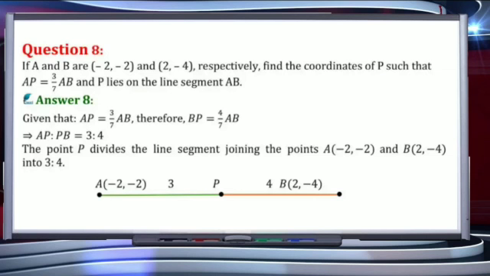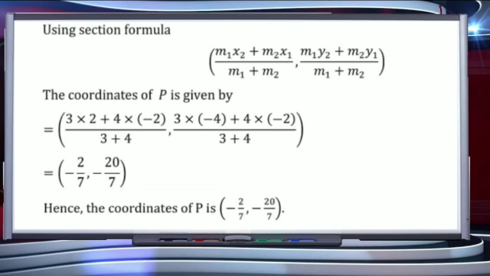So next we are going to find the coordinates of P by using the section formula. So they are just applying the section formula here, that is (m1x2 + m2x1) over (m1 + m2). Similarly, (m1y2 + m2y1) over (m1 + m2). So just substituting the values of m1, m2, x1, x2 and y1, y2 over here and solving this, we are getting the value as minus 2 by 7, minus 20 by 7.